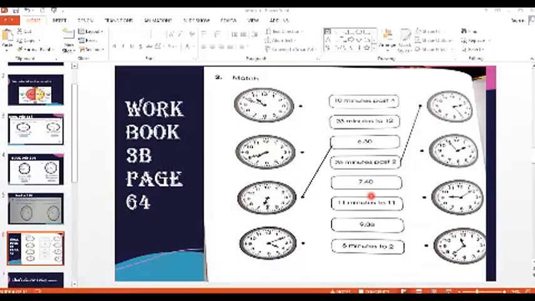Okay, let's solve the next number, 7:40. So boys, quickly start looking at the clocks. Where is the 7:40? No, it's about 4. This is about 11. No, no, no. Quickly find it. Okay, yes, I got it. This is the clock that is showing 7:40.